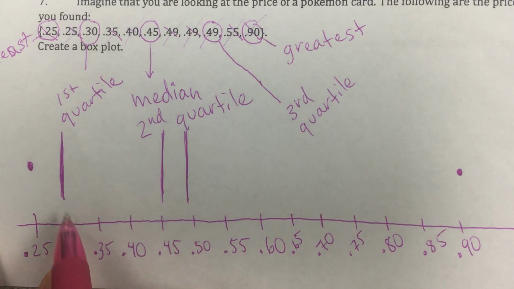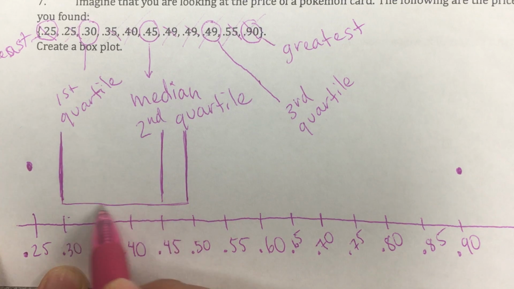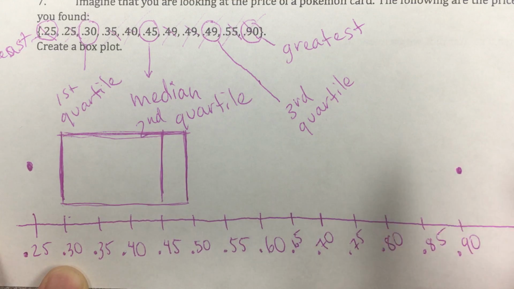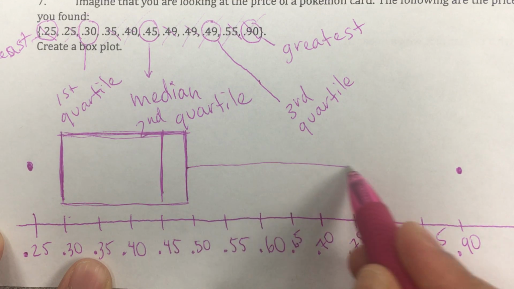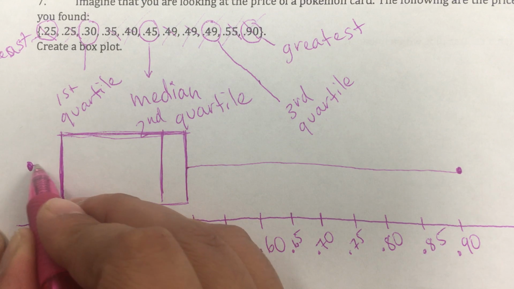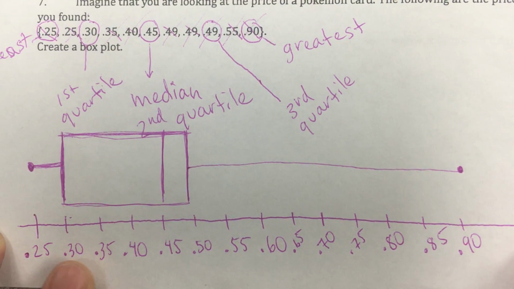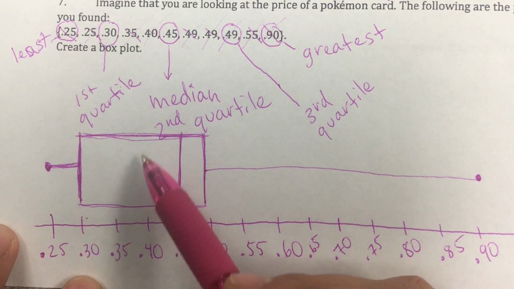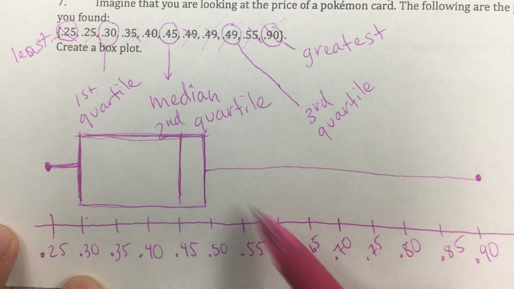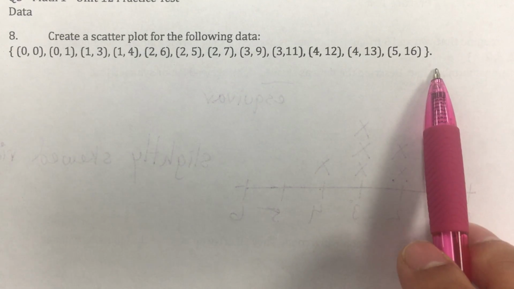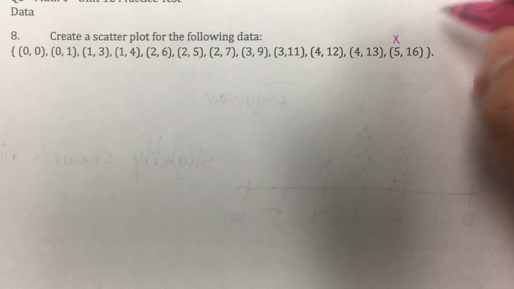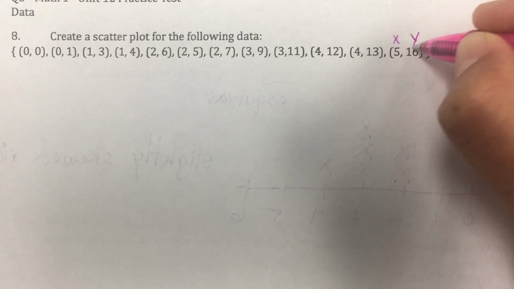We connect our three vertical lines, right? We connect them at the bottom and at the top, and that creates our box. And for the whiskers, what we're going to do is connect them to the least and greatest, which is the little dots that we had there. So that's how our box and whiskers or box plot looks. Remember that this represents 25%, 25%, 25%, and 25% are within this range. So for these ones, remember that every time you have coordinates, your first number will always be X and the second number will always be Y.